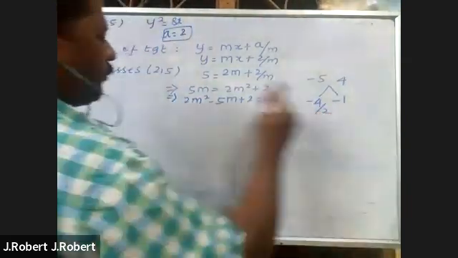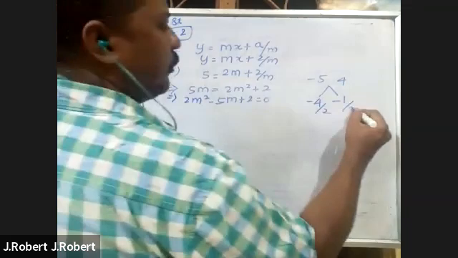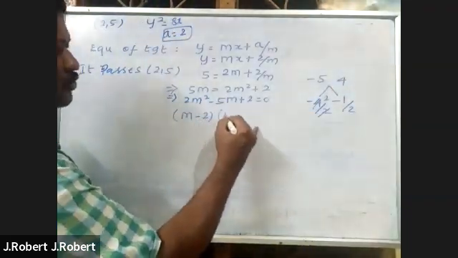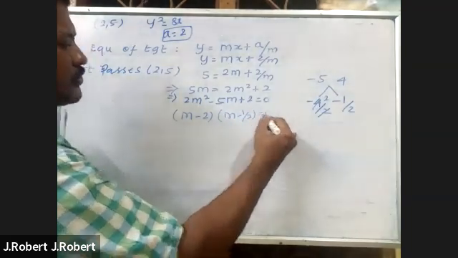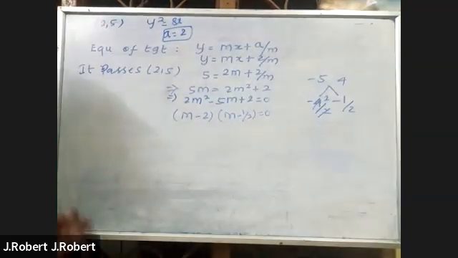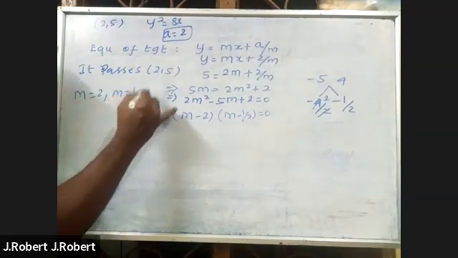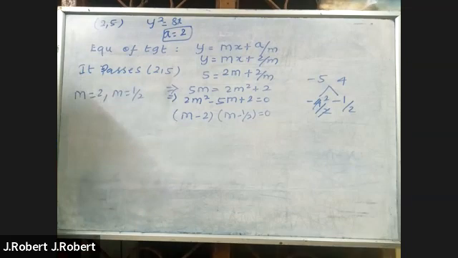Dividing by 2, because the coefficient of m square is 2. Therefore, I can write the equation as (m minus 2)(m minus 1 by 2) equal to 0. Therefore we have two slopes. We have m is equal to 2 and m is equal to 1 by 2. These are the two slopes of the tangents.